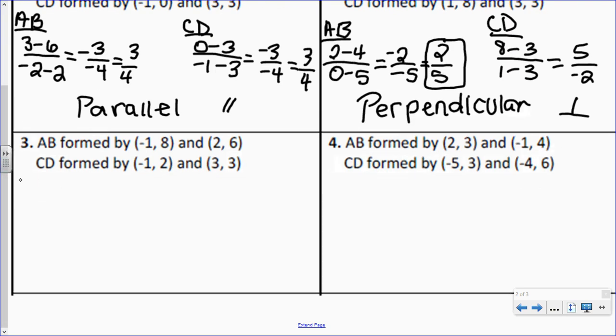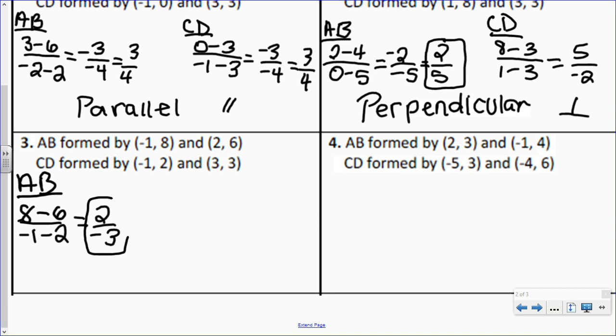All right, so let's try example 3. So now we've got to find the slope of AB. So we're going to do 8 minus 6 over -1 minus 2. Oops. So 8 minus 6 is 2, over -1 minus 2 is -3. Can't simplify anymore. So this AB has a slope of -2/3.